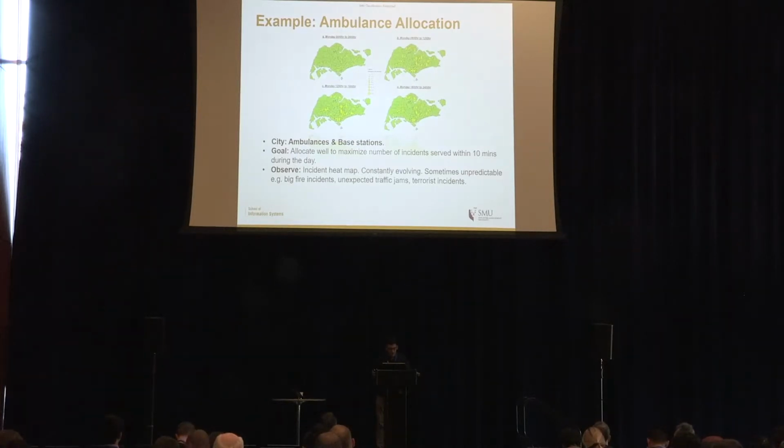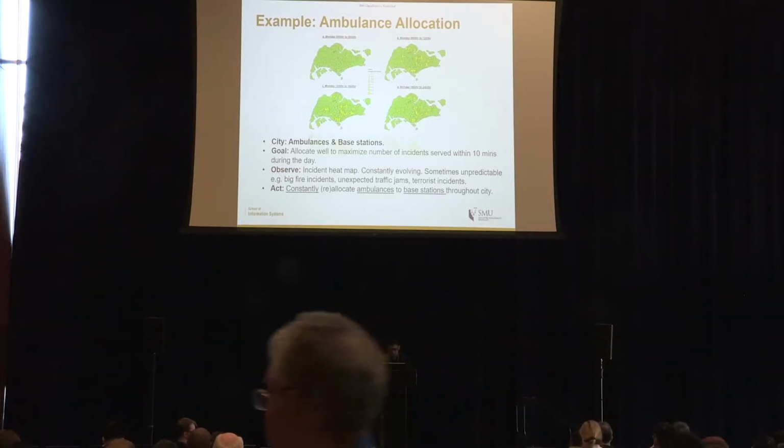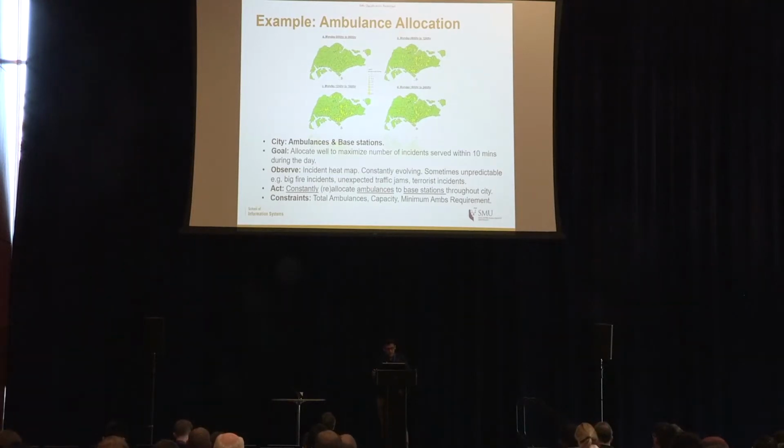To do that, you observe the incident heat map, which is typically constantly evolving with time. And sometimes there are unpredictable events like big fire incidents, unexpected traffic jams, or maybe terrorist incidents. Nevertheless, to account for these changing demand patterns, you want to constantly reallocate your ambulances. Apart from that, there are some constraints in these kinds of environments. For example, you have a limited number of ambulances, and you could have constraints like a particular base station cannot have more than 3 or 4 ambulances, or administrative restrictions like every base station must have at least 1 ambulance.